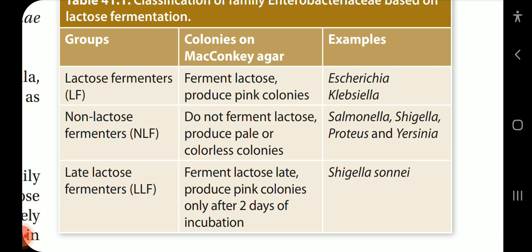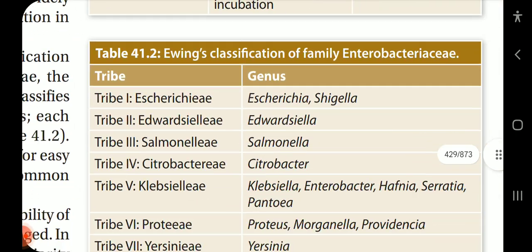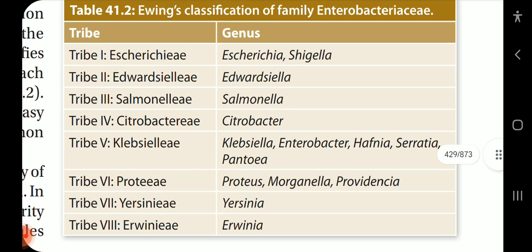Non-lactose fermenters do not ferment lactose, produce pale or colorless colonies. Examples are Salmonella, Shigella, Proteus, and Yersinia. Late lactose fermenters, LLFs, ferment lactose late, produce pink colonies only after 2 days of incubation. Examples are Shigella sonnei. Ewing's classification of family Enterobacteriaceae, type 1 Escherichieae, genus Escherichia and Shigella, type 2 Edwardsielleae, genus Edwardsiella, type 3 Salmonelleae, genus Salmonella, type 4 Citrobacteriaceae, genus Citrobacter, type 5 Klebsielleae, genus Klebsiella, Enterobacter, Hafnia, Serratia, Pantoea.